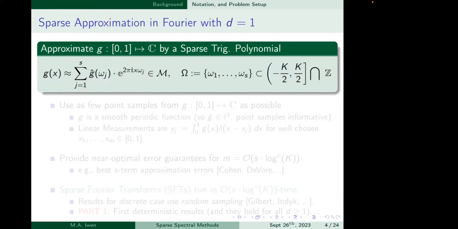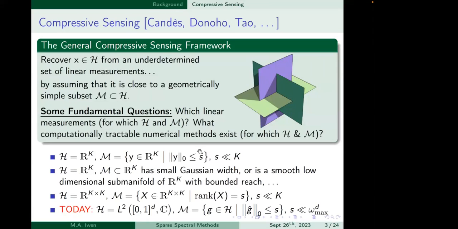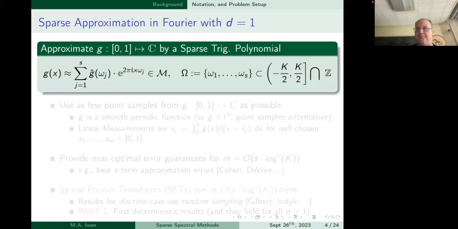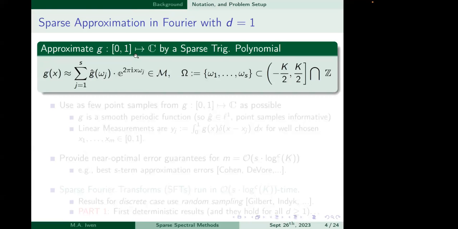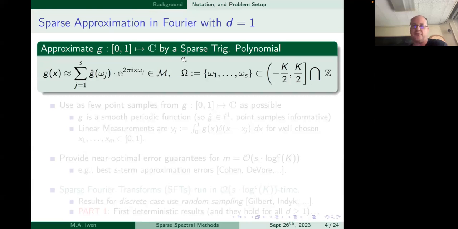Okay, so. Hey, Mark. Yes. Just so I'm clear, that M is just trig polynomials, right? Yeah, exactly. Yep. Here's the one-dimensional setting where I was going to make that point, hopefully even more clear, but excellent question. Yeah, so if we look at functions of one variable, that's exactly correct. The model space are sparse trigonometric polynomials.